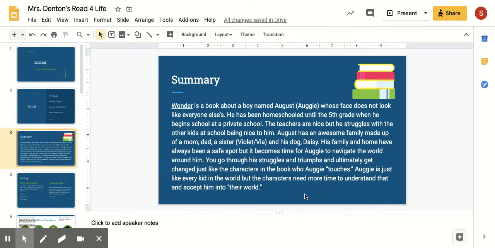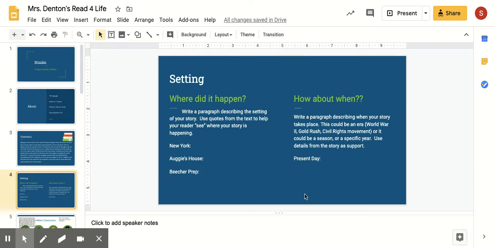So that's my summary. I'm going to go to the next page. I haven't quite finished this page, as you can tell, but I have my ideas of what I want to put down. I know there are 3 most important places in my book. It takes place in New York. Augie's house and the school, Beecher Prep, are the most important, and so is the present day.